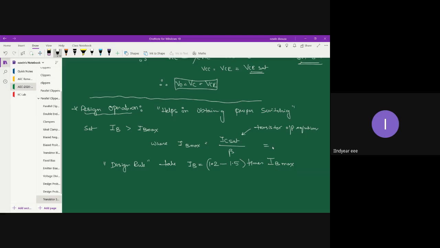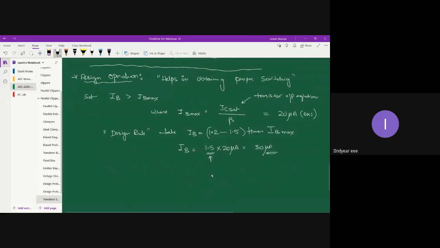As a design rule, you have to take IB as 1.2 to 1.5 times IB maximum. Say, for example, you have obtained IB max as 20 microamperes. Example I'll write. So your circuit base current, you have to take it as, let's say, 1.5 times 20 microamperes, so that is 30 microamperes. That is 120 to 150% of IB max you are supposed to take. Normally, I take the upper limit because greater the value of base current, greater will be the collector current, and better will be the saturation state of the transistor.